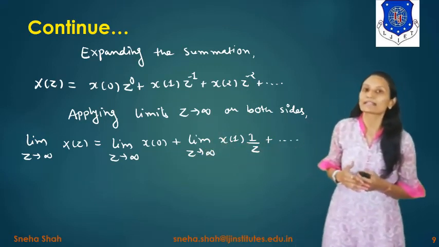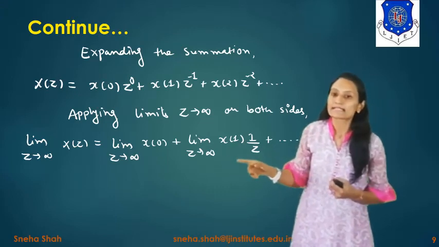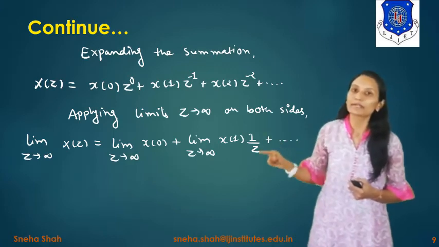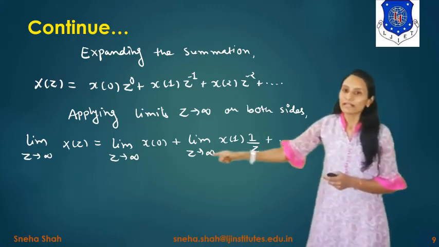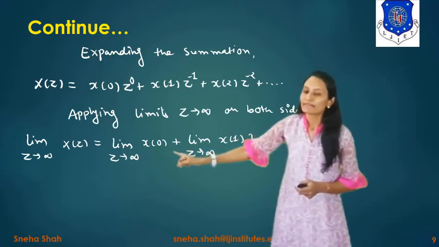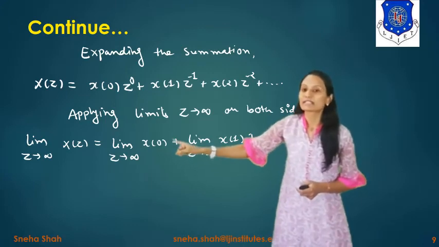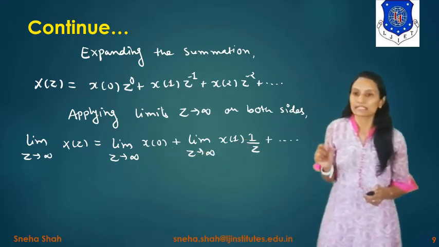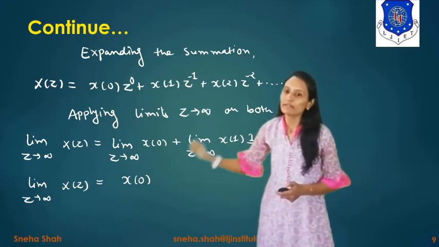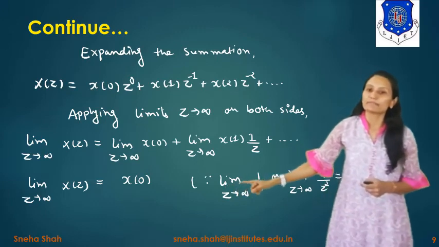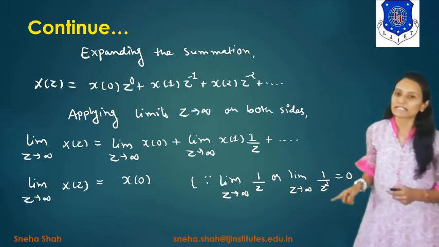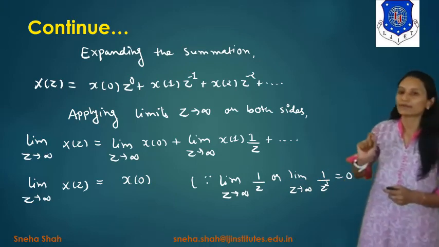Now if I am applying the limits to this term, you can see that z tends to infinity. It means instead of z I am taking infinity. So 1 upon infinity means 0. So for all the other terms, the value becomes 0. And here we have not included any term of z, so this term gives you the answer x of 0. So the next term will be limit z tends to infinity x of z equals x of 0. Here we have used the limit z tends to infinity 1 upon z, or limit z tends to infinity 1 upon z square. All these terms equal 0, right?